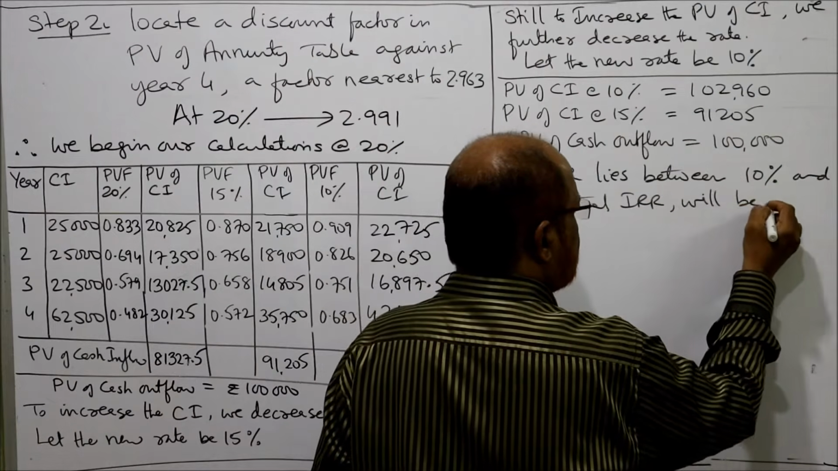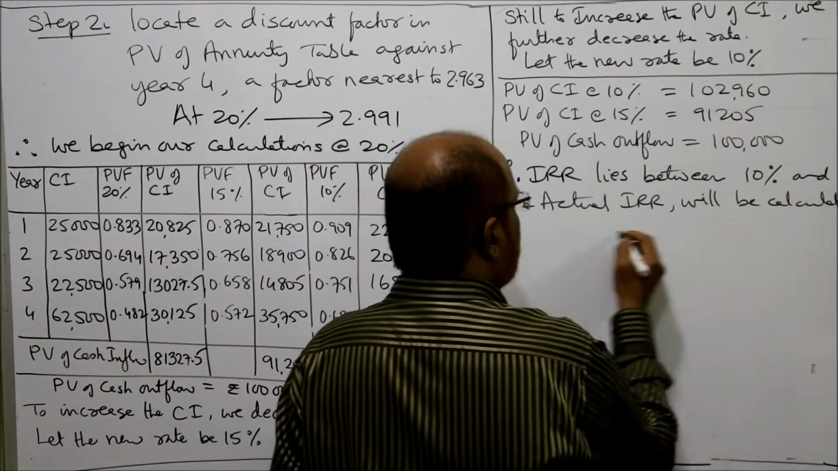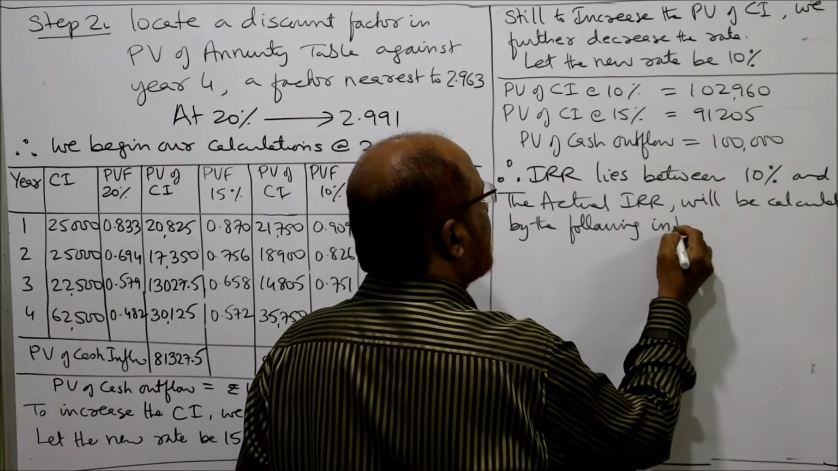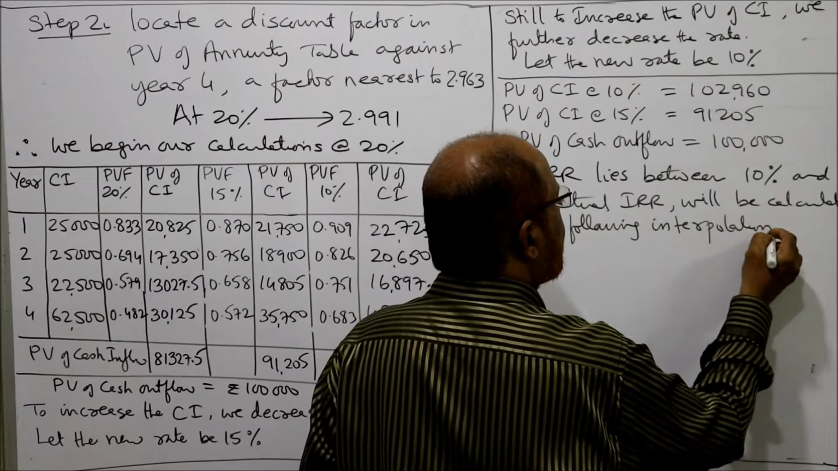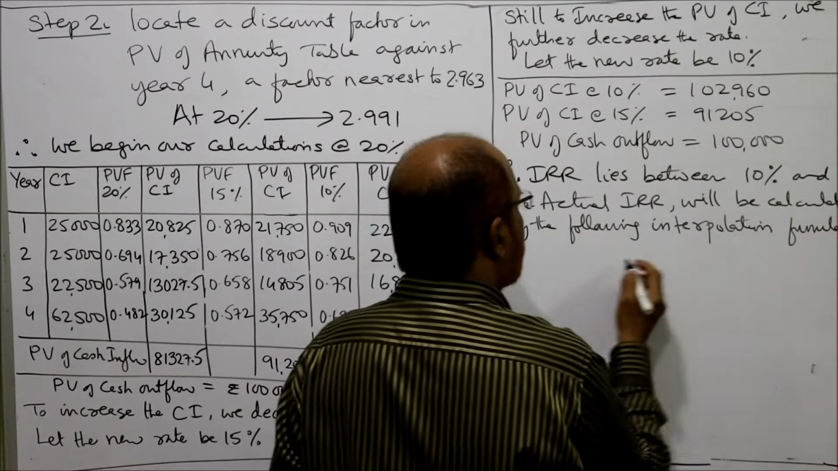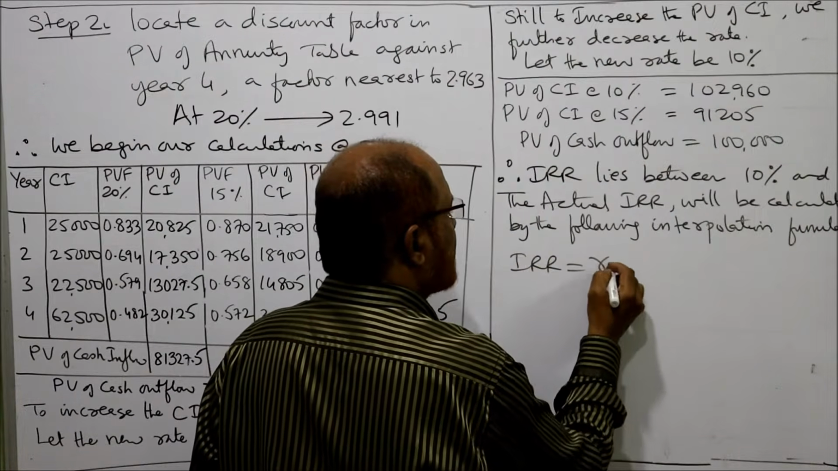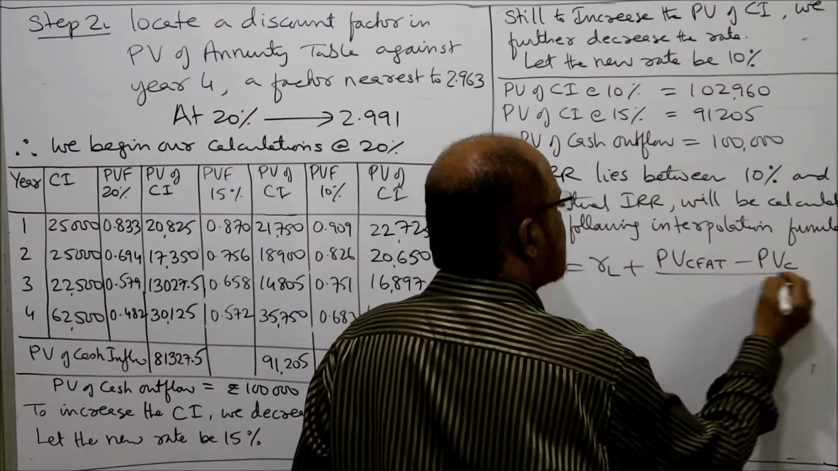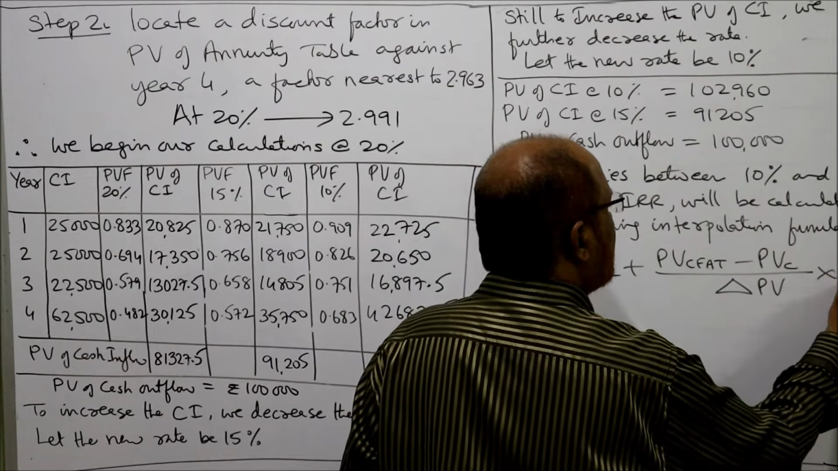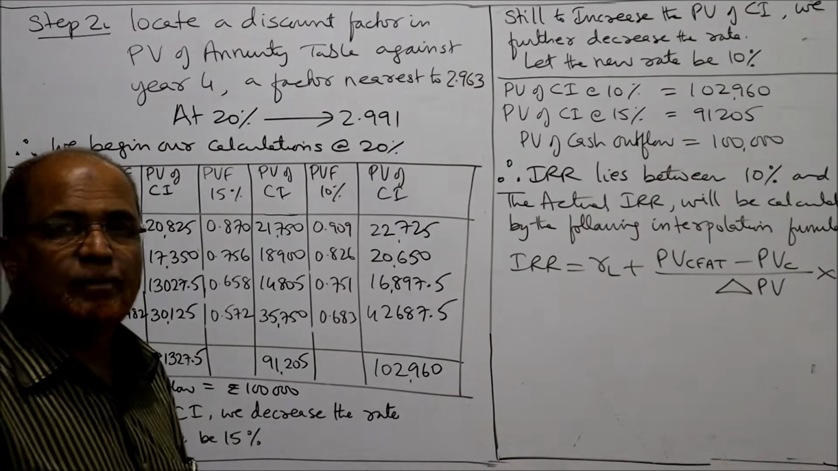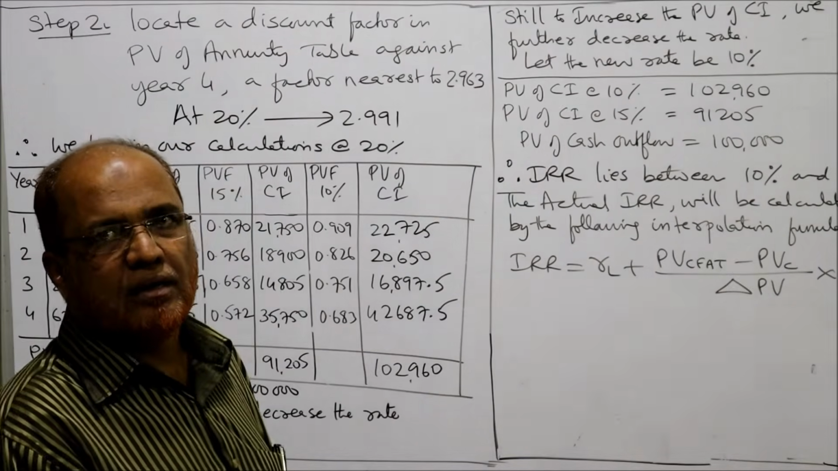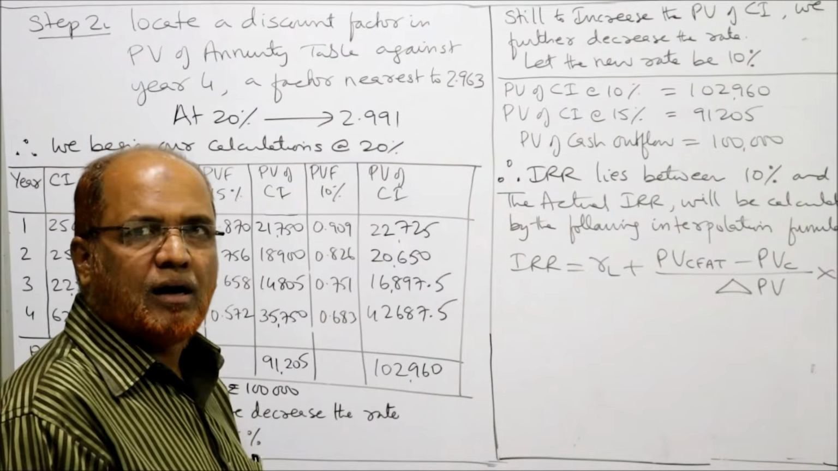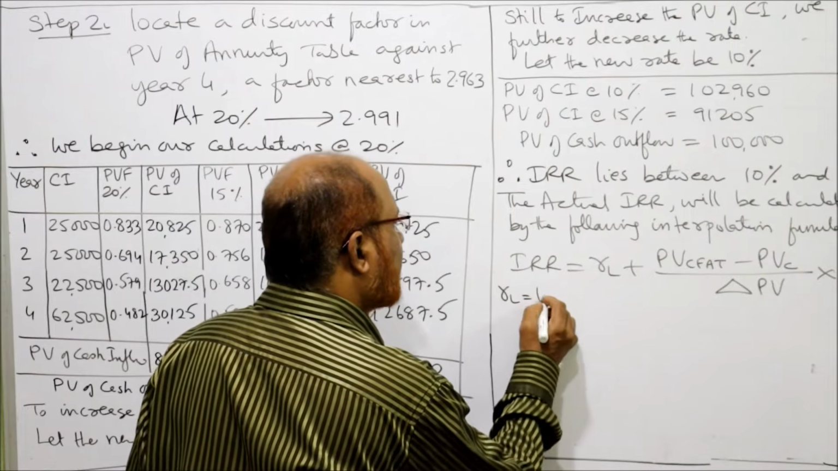The actual IRR will be calculated by the following interpolation formula. IRR is equal to RL plus (PVCF80 minus PVC) divided by delta PV into delta R. First time we are applying this formula to calculate IRR. RL stands for lower rate.